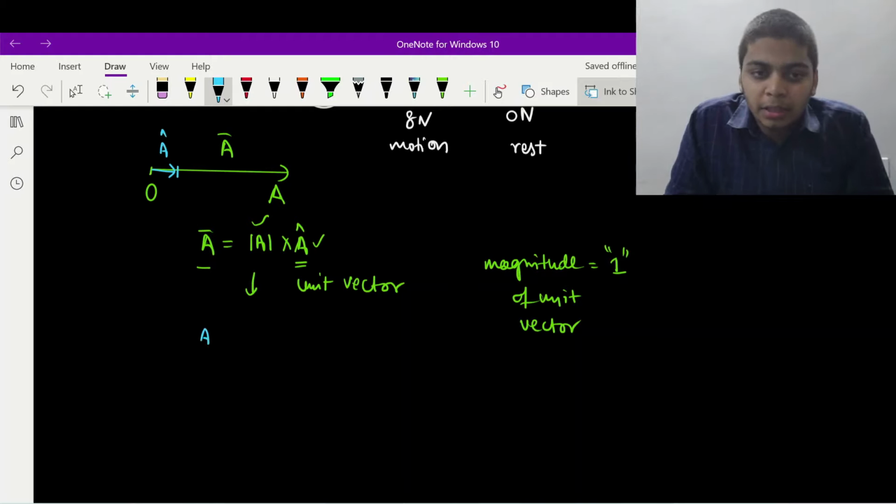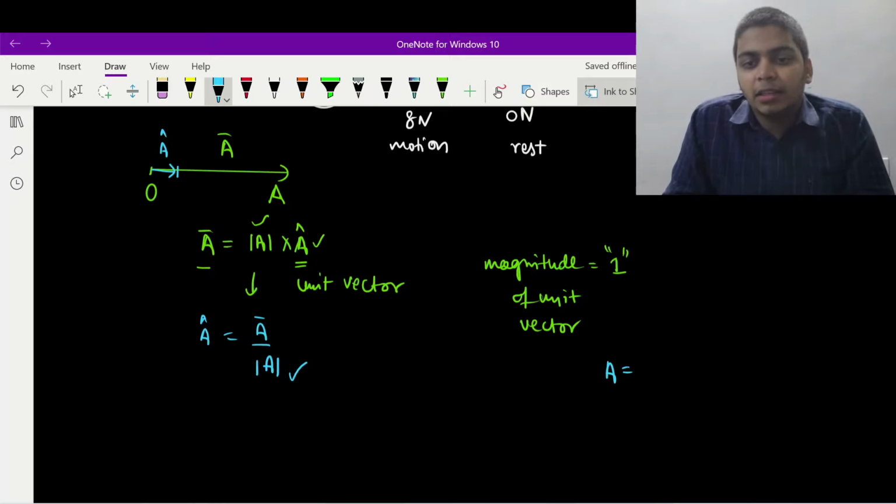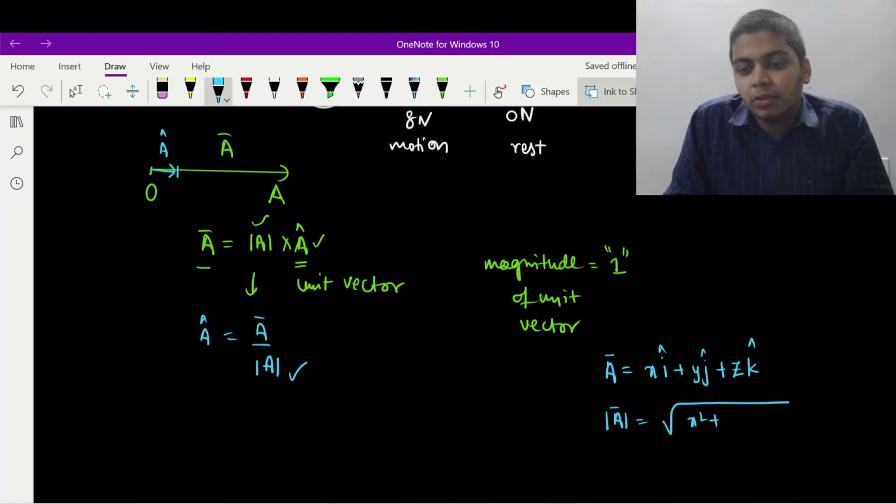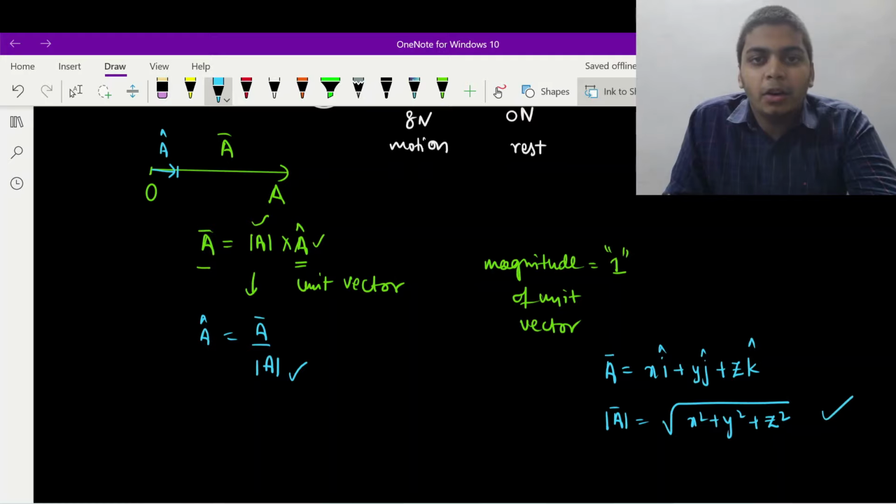And you can also simply say that your a cap is nothing but a bar by mod a, right? A bar by mod a. Now let us get into the term magnitude. How to find the magnitude of a vector. If you have a vector which is written in general like xi cap plus yj cap plus zk cap, and your magnitude of a bar is nothing but root over x square plus y square plus z square. This is how you find the magnitude of that particular vector.